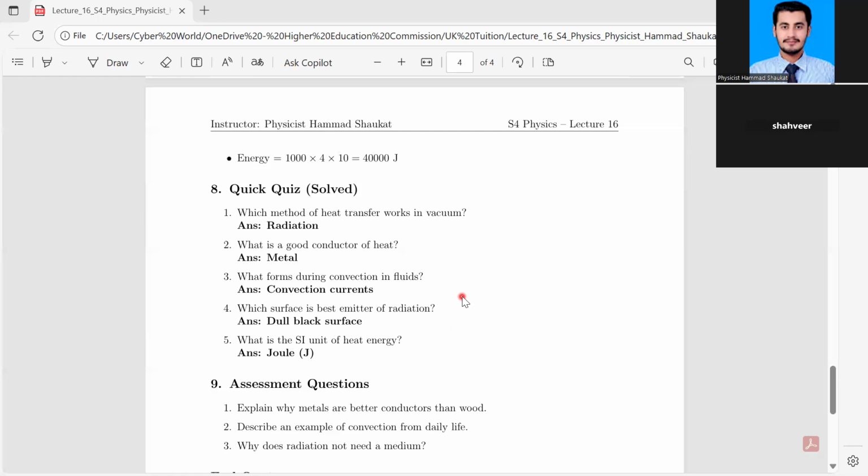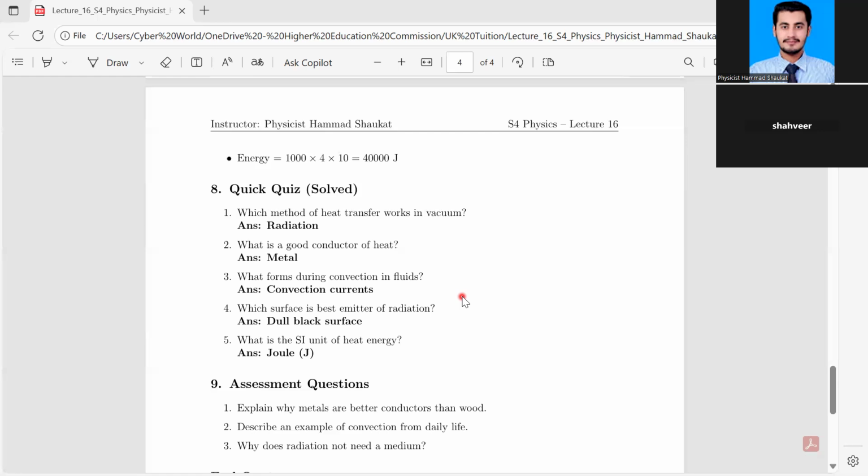Can you tell me which current forms during convection in fluids? Convection currents. Yes, convection currents. And can you tell me what it means? Convection current means the less dense molecules rise, and the higher density molecules sink. Yes, sink. This is known as the convection current.